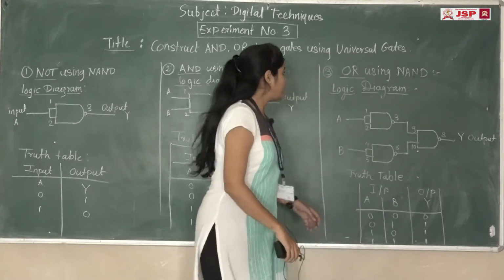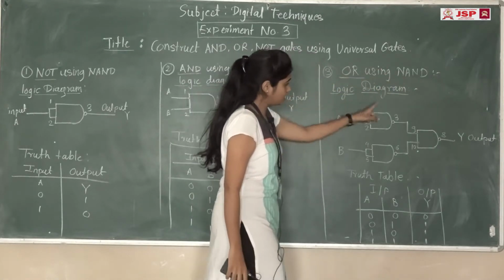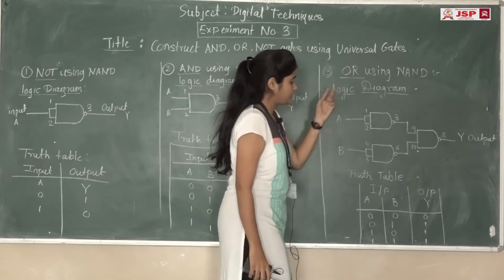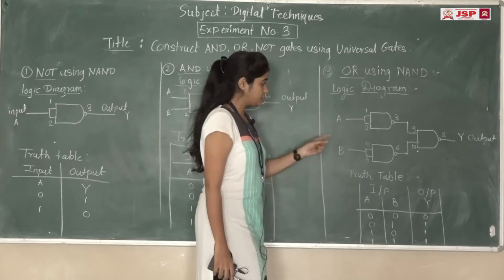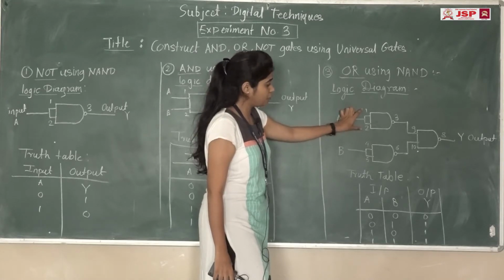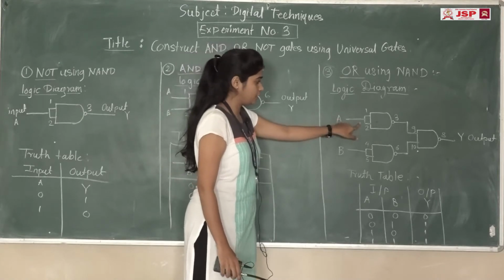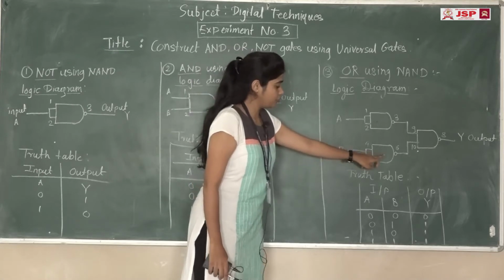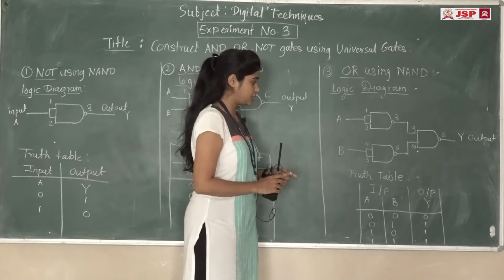Then the last basic gate is the OR gate using NAND gate. This is the logic diagram of OR gate using NAND gate. Here we are using 3 NAND gates. For the first NAND gate, we have connected pin number 1 and 2 together and given the combined input A. Again for input B, for gate number 2, pin number 4 and 5 are connected together and then given as input to this gate.